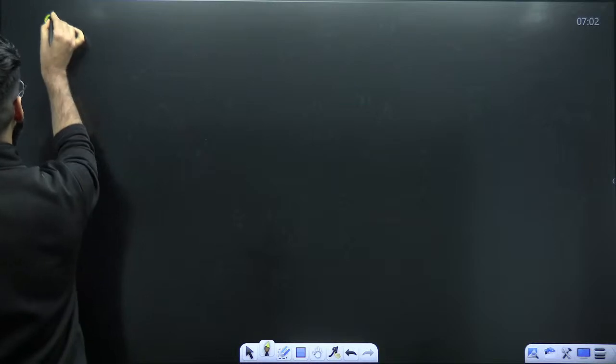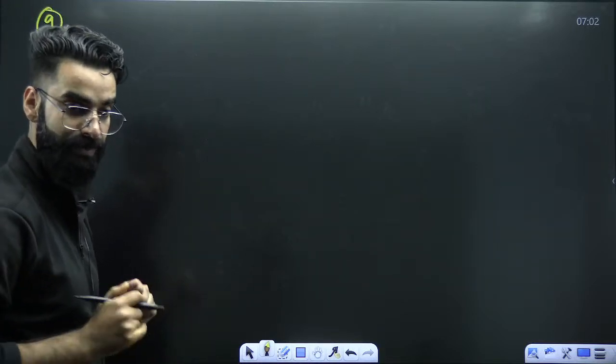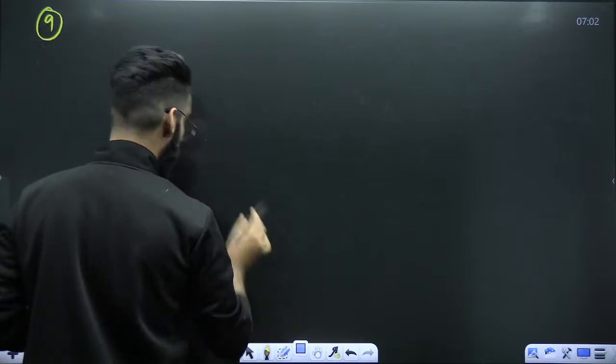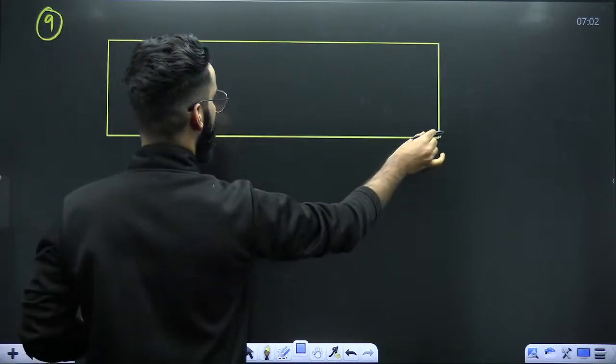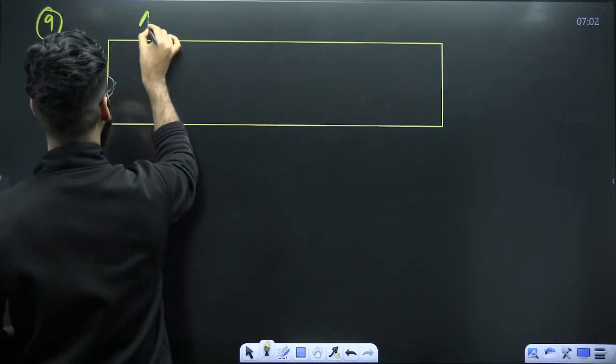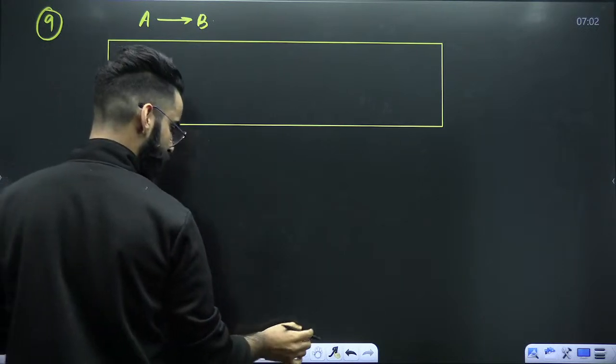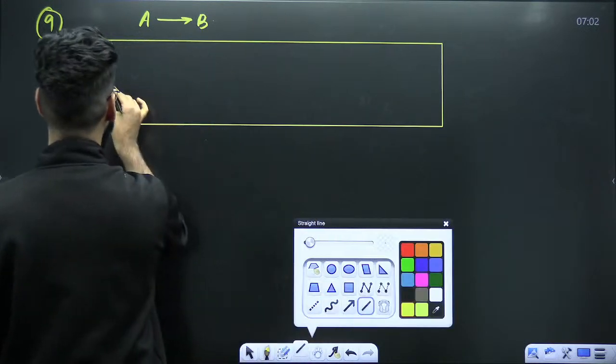See, that is the 9th feature of the first order reaction. 9th characteristic feature of the first order reaction. Try to understand. For example, I'm given with a reaction A gives B. Now, my dear students, try to understand what I'm going to say.